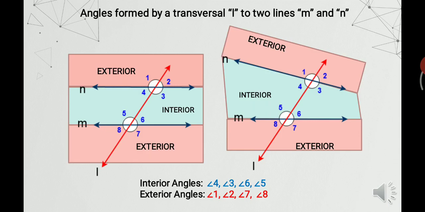In both figures, angle 3, angle 4, angle 5 and angle 6 are called interior angles since these angles lie in between two lines or in the interior of the two lines. Similarly, angle 1, angle 2, angle 7 and angle 8 are called exterior angles since these angles lie outside of the two lines, in the exterior of these two lines.